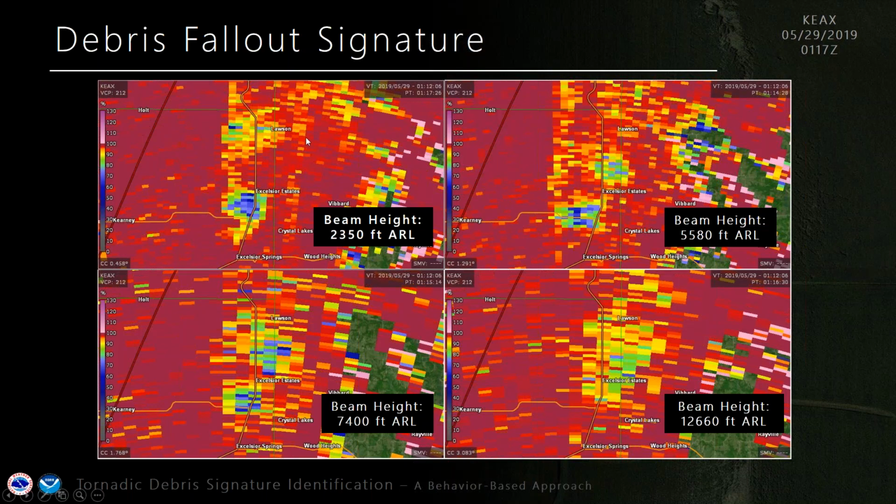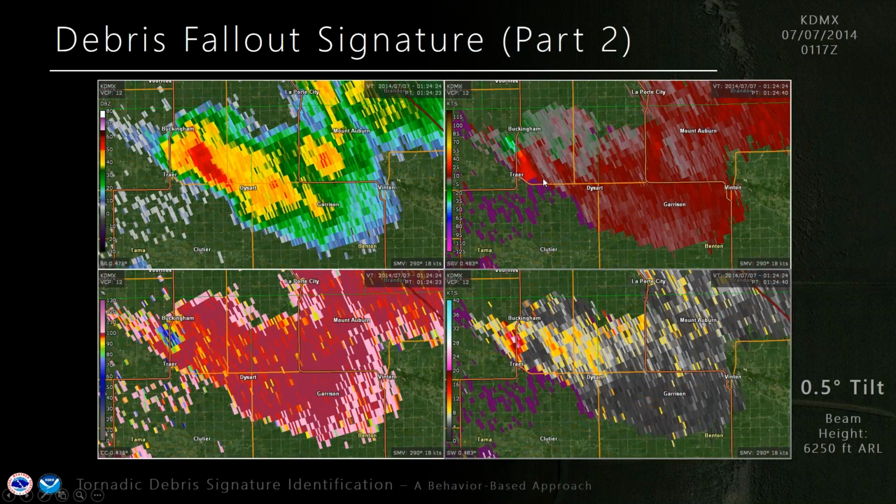So you can actually see almost like an arch. You can visualize an arch of debris moving up around the storm and then descending along the north flank of whatever mesocyclone was up there. Really, really exciting stuff to see there. A more bizarre debris fallout signature.